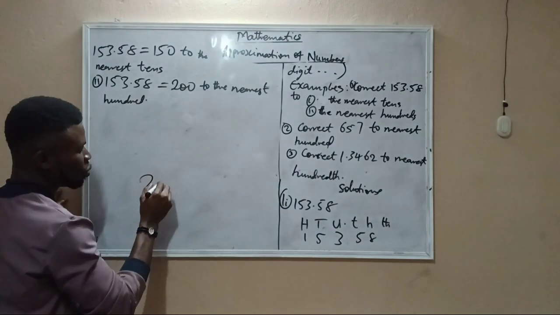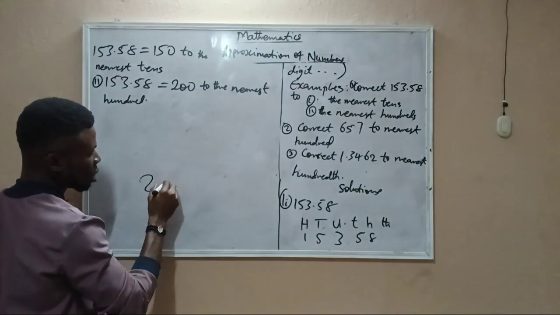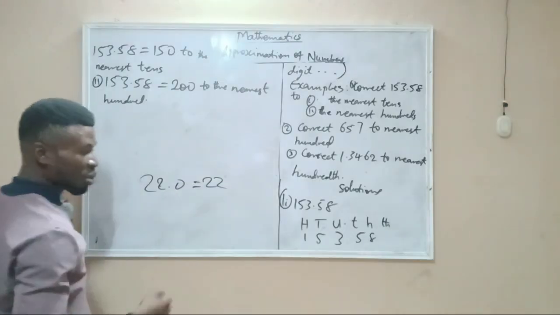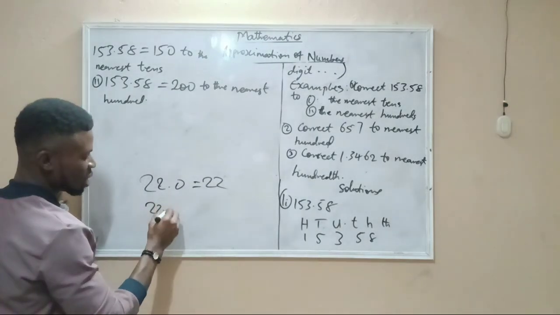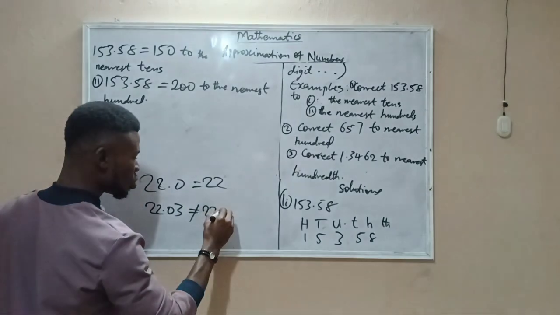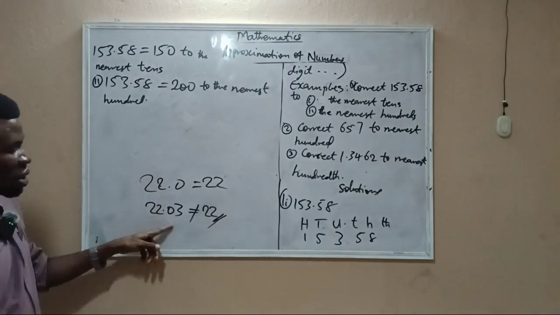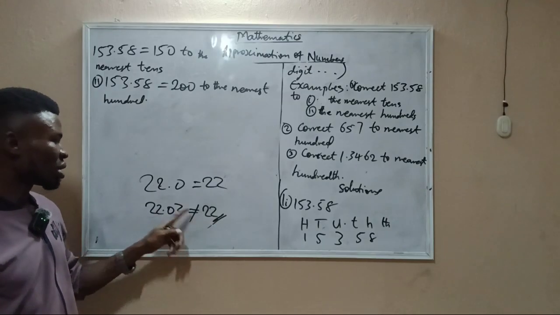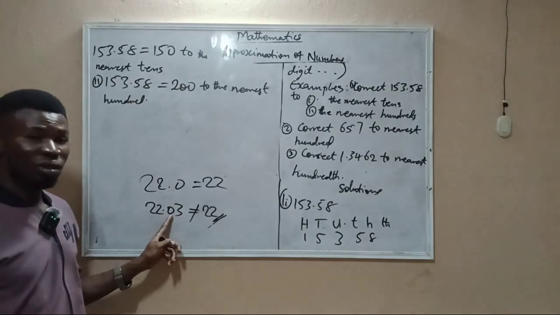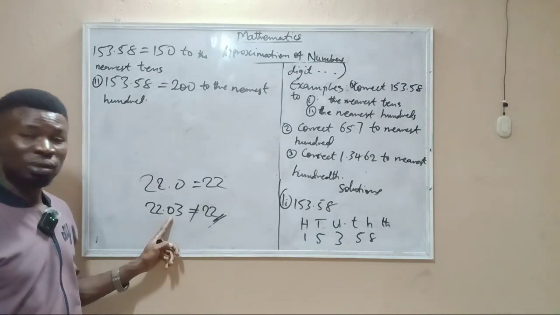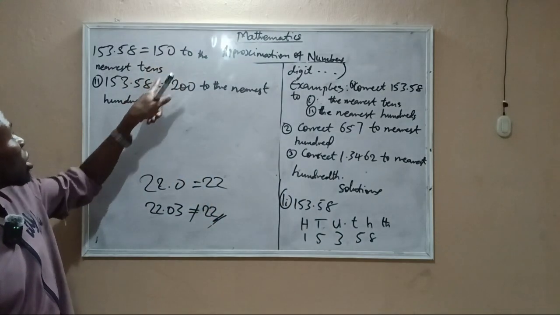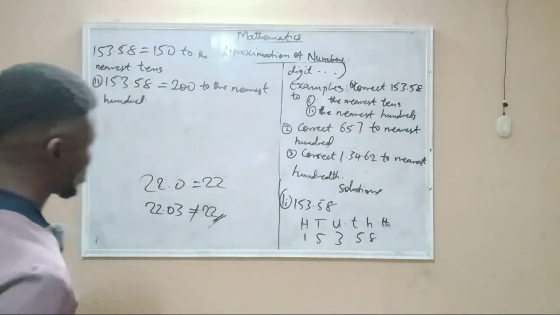For instance, we have 22.0. It's the same thing as 22. But if it is 22.03, it is not the same thing as 22. These two are not the same, but 22.0 and 22 are the same thing. Reason: there is a 3 after the 0, so you cannot just ignore this 0. So note that. Even if we put 0.00 in all these places, they are just 0.